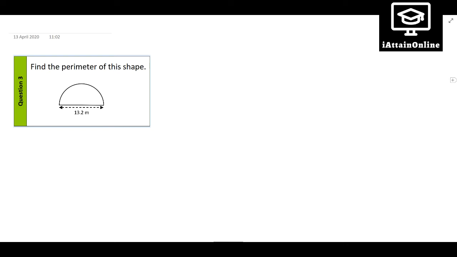Let's do a third example here. So you are given a semicircle. Now a semicircle is half a circle. You might sometimes be given a quarter of a circle, but this one is a semicircle. If you imagine it was a whole circle first, we'd need to find the circumference of that circle. The diameter of this circle is the distance from one point of the circumference to the other through the center, which we've been given here. So that's 13.2 meters. So I'm just going to start by finding the circumference of that circle.